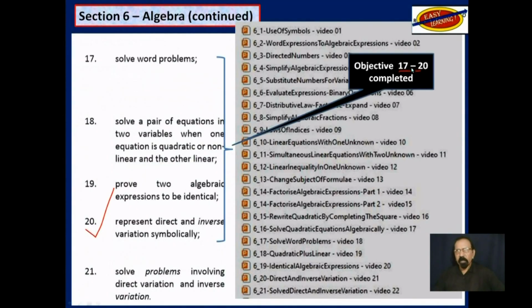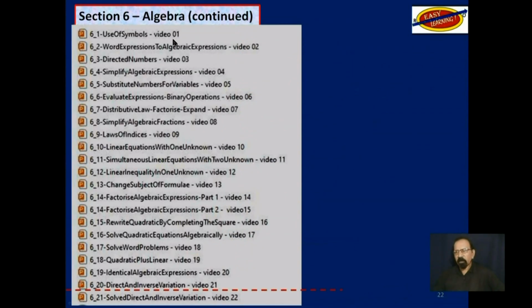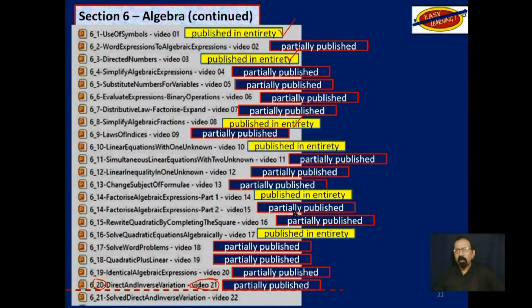So 17 to 20. This now is the last objective, and it's mainly a review of what we did in Objective 20, which we will do in video 22. So as I said, we got through 21 videos, which took us to Objective 20. Out of those 21 videos, these 6, as indicated in yellow here, have been published on YouTube in their entirety. The others are only partially published.